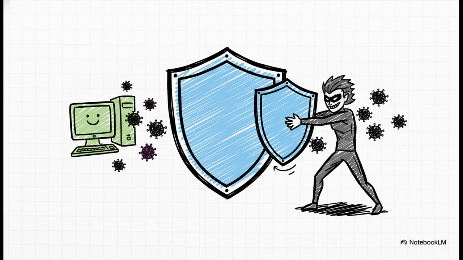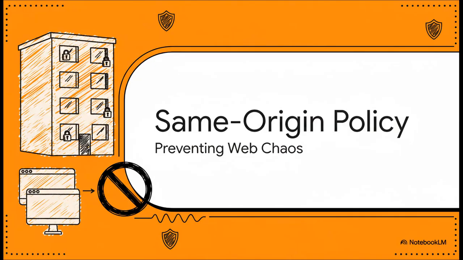The real genius behind so many web attacks, they don't break the rules. They actually exploit them. They trick your browser into doing exactly what it's supposed to do, just for a totally malicious reason. So let's start with the absolute cornerstone of web security. It's called the same origin policy.